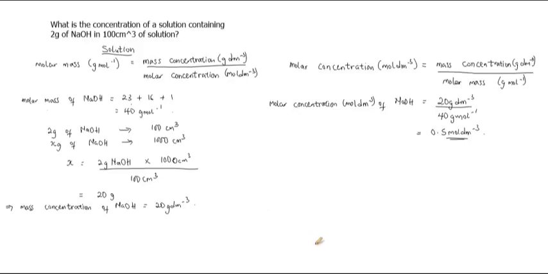Hence, we can conclude that the concentration of a solution containing 2 grams of sodium hydroxide in 100 cm³ of solution is 0.5 mole per dm³, which can also be written as 0.5 molar. And that answers the question.